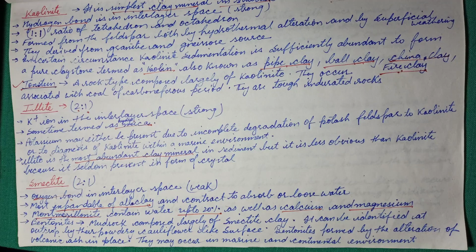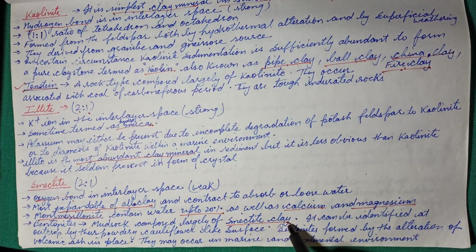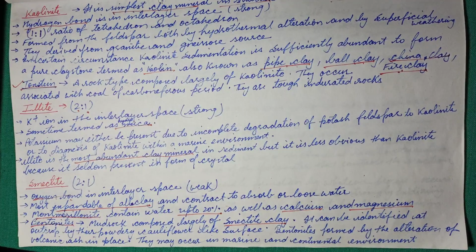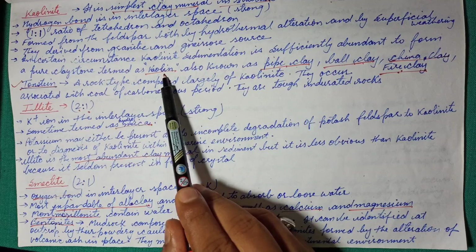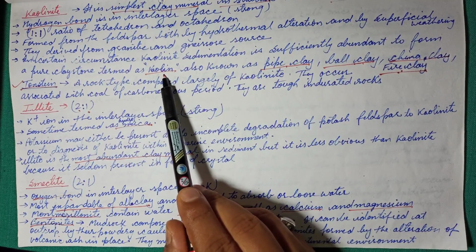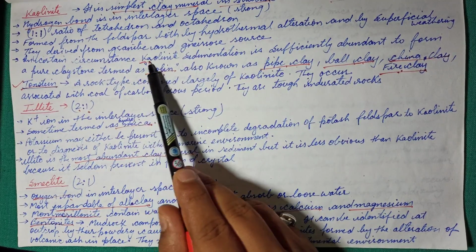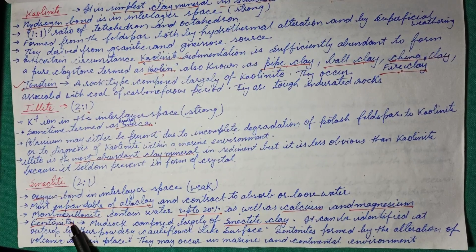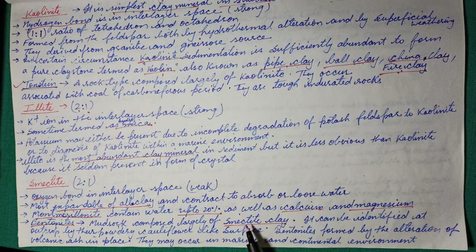Now the other one is bentonite. Okay, so a mud rock composed largely of smectite clay. If we find any mud rock which is composed of smectite clay, this one is known as bentonite. So here, what is kaolin? A claystone which is composed largely of kaolinite. What is bentonite? A mud rock which is largely composed of smectite clay. So see the difference. This is the thing that you need to remember.